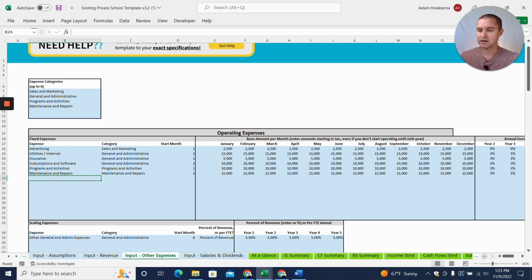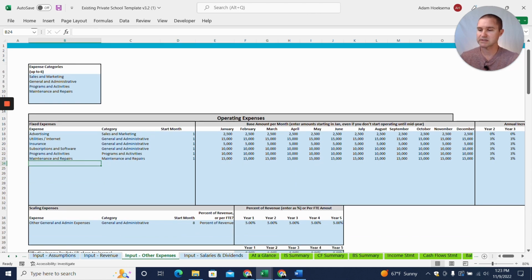And what we need to do here is you can enter in your different fixed expenses and categorize them. What month does the expense start? So again, since we're an existing school, we're assuming all these expenses are ongoing. We have them starting right in month 1. And then you just put in a dollar amount of what you expect in a typical year.